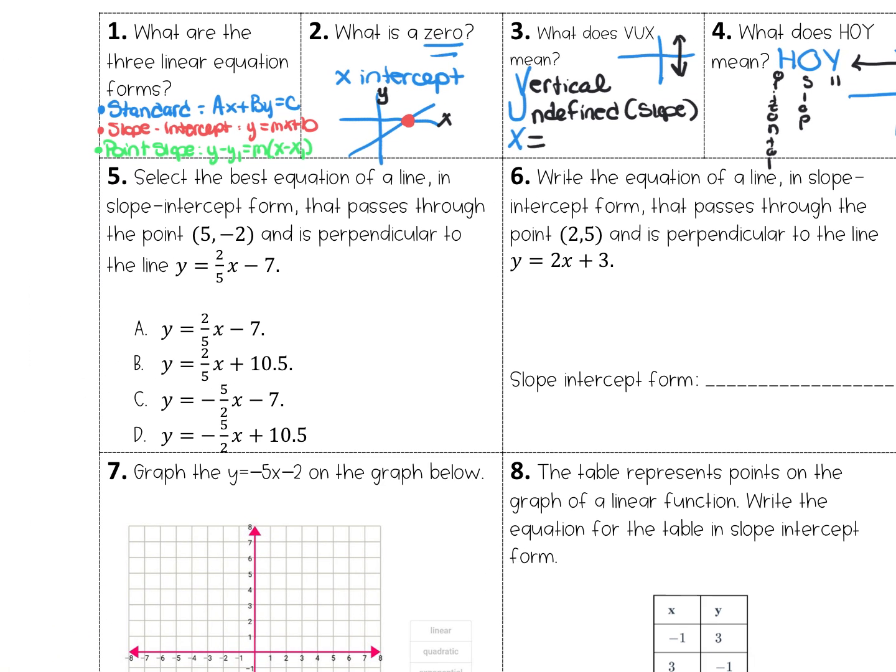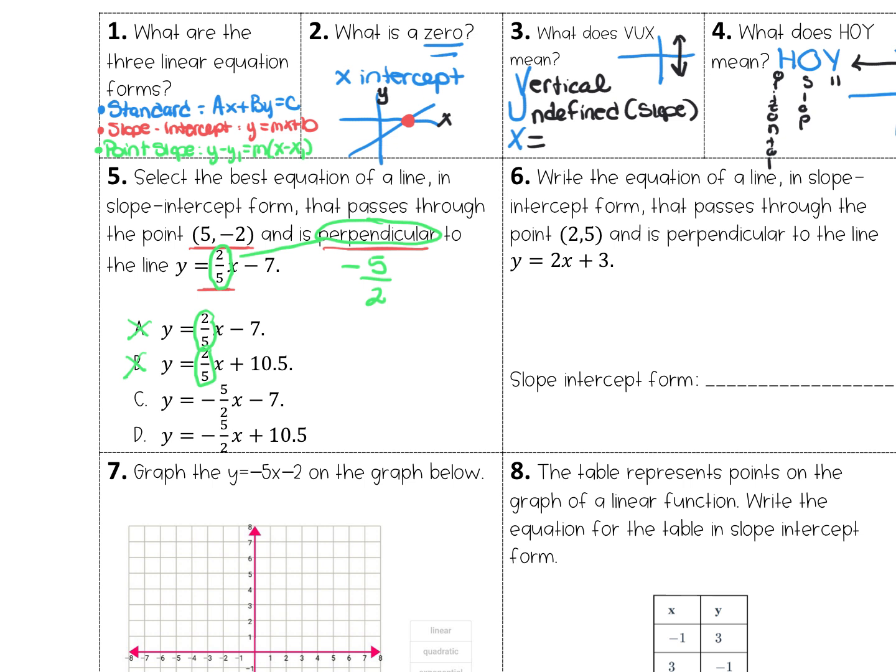The next problem says, select the best equation of the line in slope-intercept form that passes through this point and is perpendicular to this line. So first of all, I want to take this slope right here and the word perpendicular. Those are key things. When you have perpendicular lines, you flip the slope over and change the sign. So instead of being 2 over 5, it becomes 5 over 2, and then it needs to be a negative. So when I look down here, neither one of these slopes changed. So A cannot be the answer, and then B absolutely cannot be the answer.